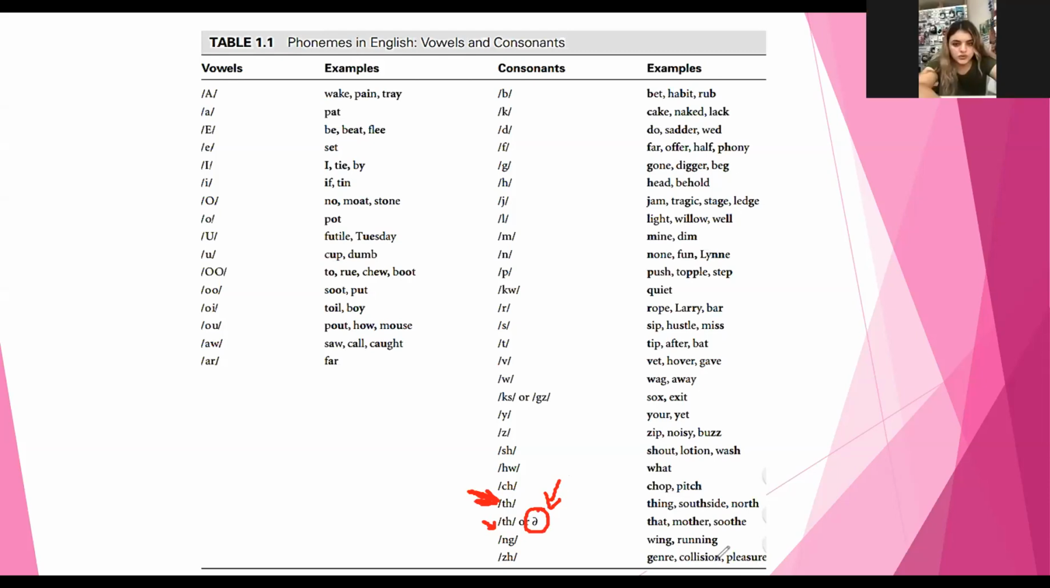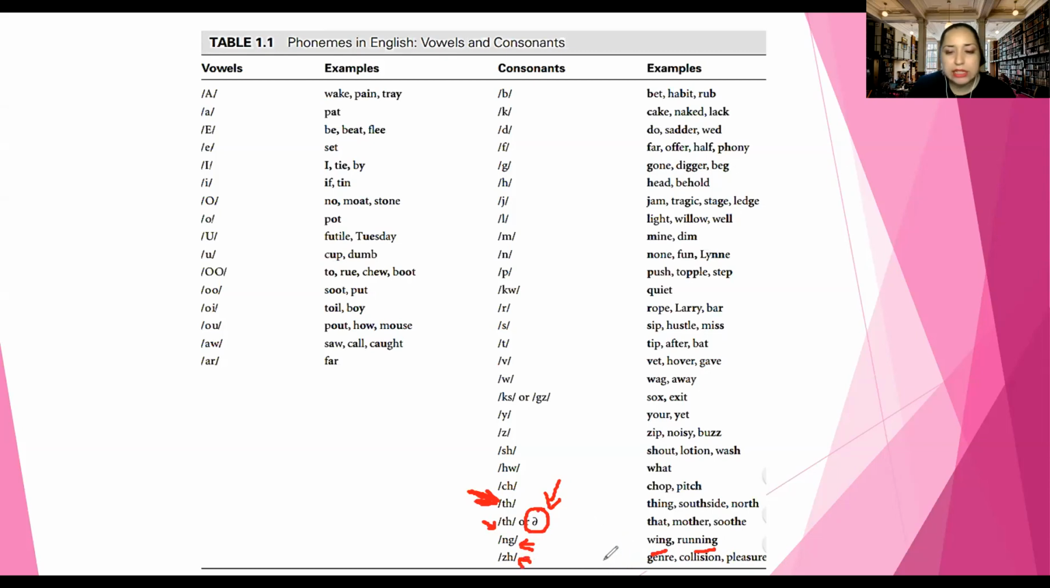We have another phoneme, the NG. That phoneme will be ng, wing, running. So it's kind of like one next to the other. You have to kind of contract the sound. Ng. And finally, the H.